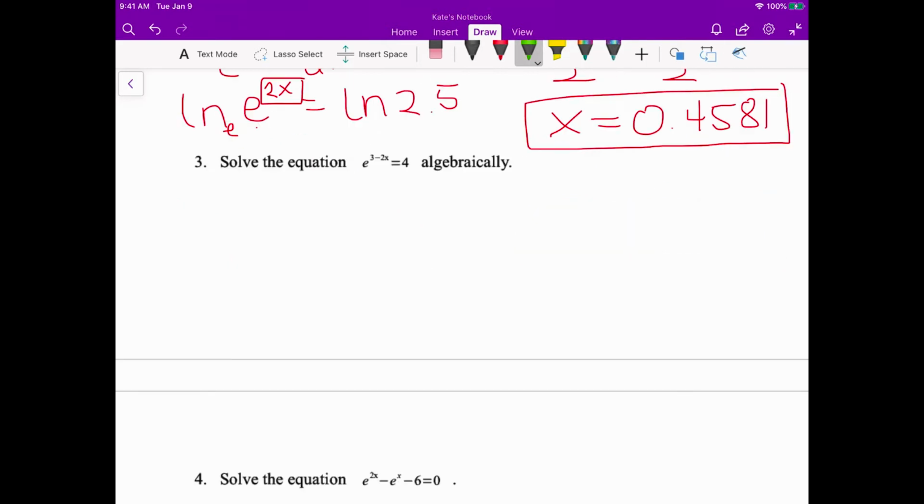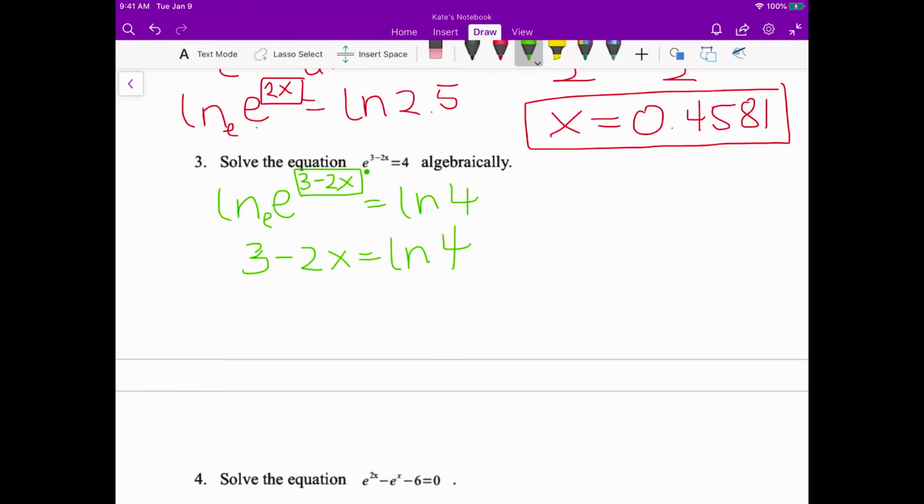Moving on to number 3, again we have an exponential equation because I have e to the 3 minus 2x equals 4. Again, my exponential base is e, so I have to use a log base e, which is natural log, and put a natural log on both sides of the equation. So I end up with the natural log of e to the 3 minus 2x equals the natural log of 4. Again, since the natural log has a base of e and my exponent base is e, this side simplifies to 3 minus 2x. So we end up with 3 minus 2x equals the natural log of 4.